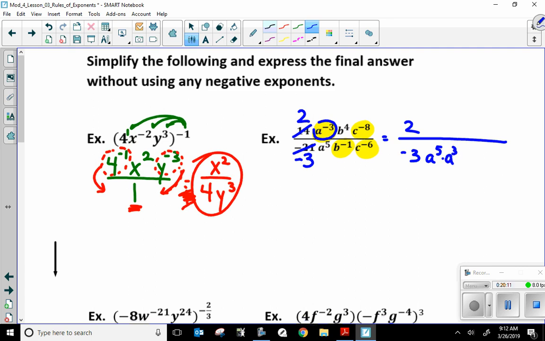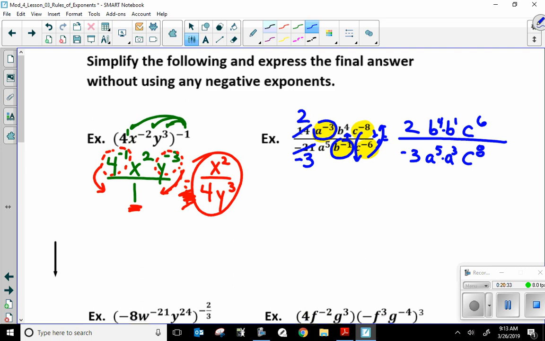Okay. This b comes up. I already have a b to the 4 up. Now I have a b to the positive 1 up. Okay, that's multiplication. And both of these c's switch. So I've got c to the positive 6 up here, because that comes up. And I'm going to have c to the positive 8 below here.